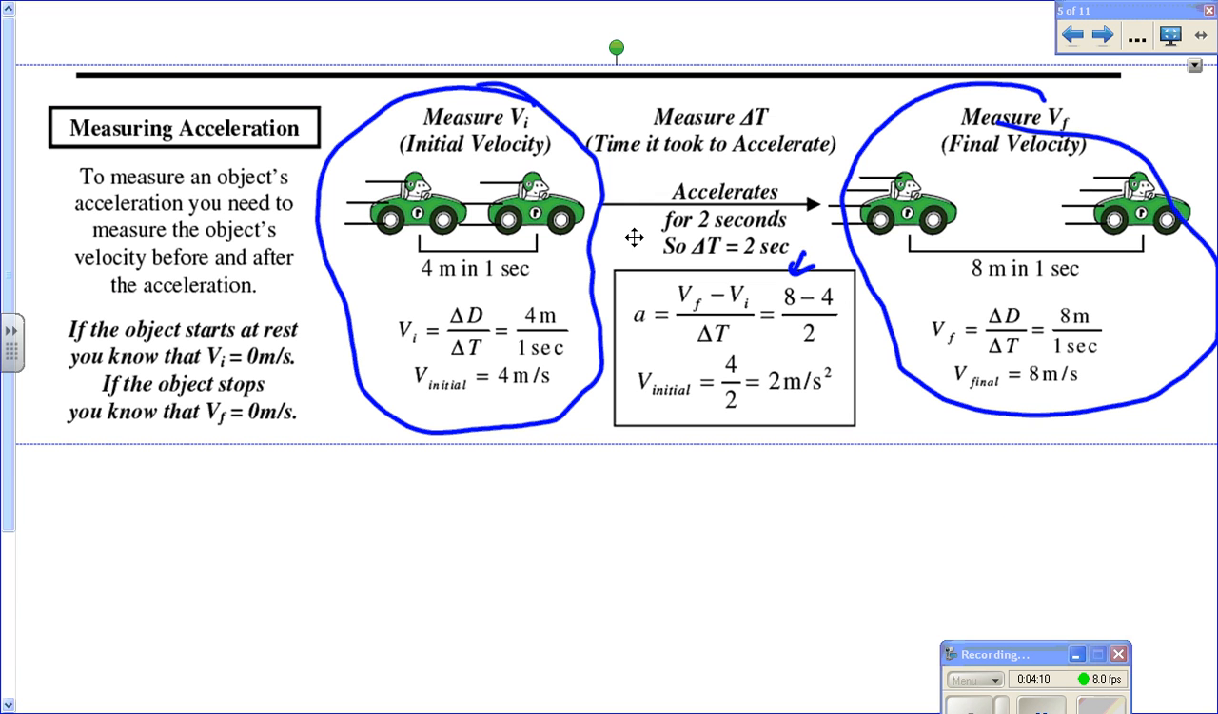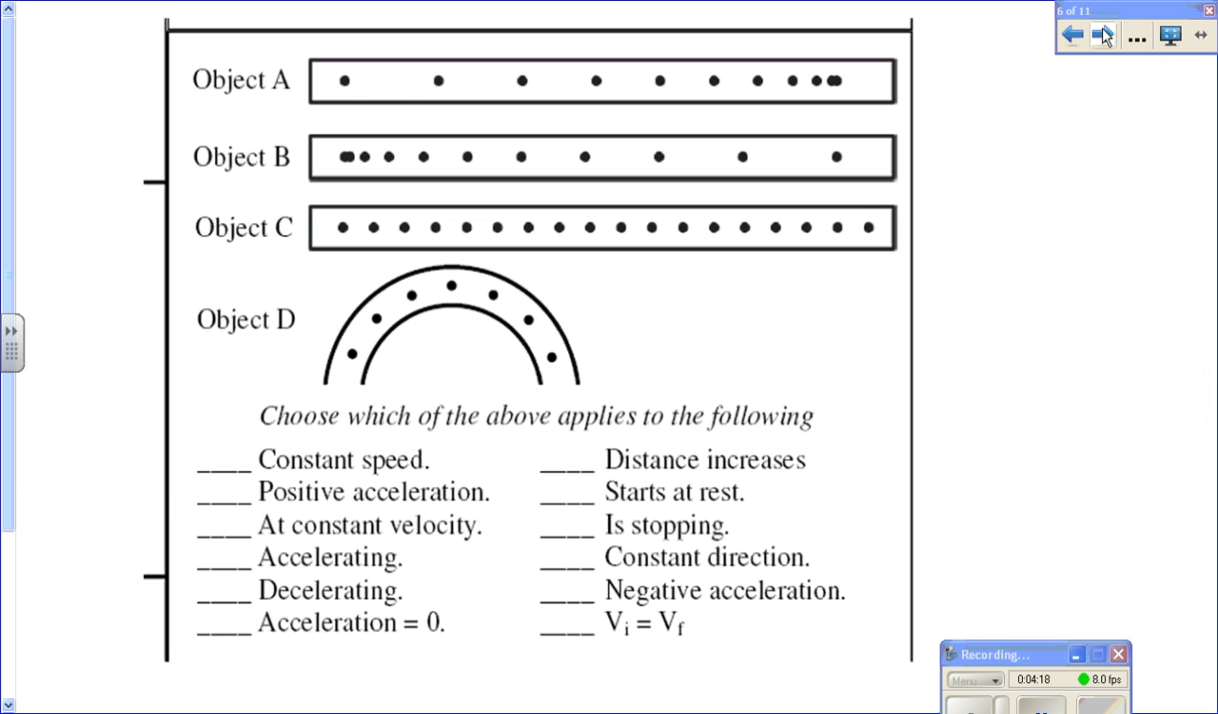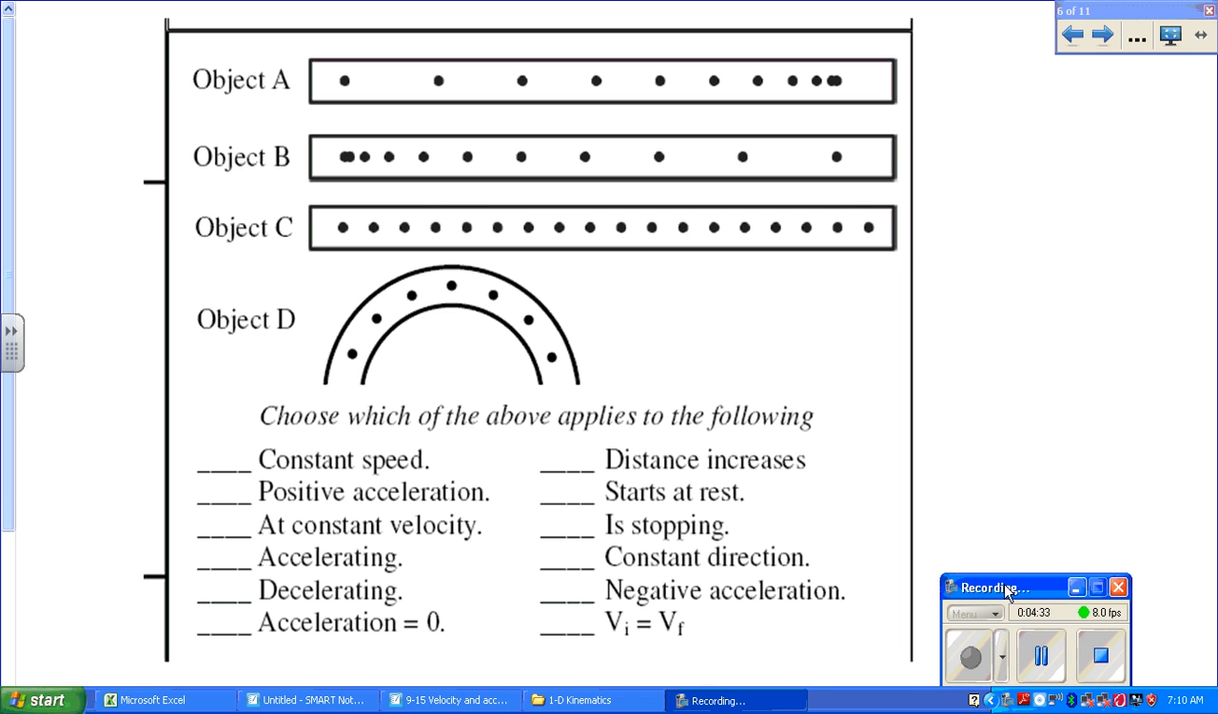This is what we're going to do in the activity. You're going to solve for the beginning speed, the initial speed, and we're going to give you the time in between, and you'll solve for your acceleration. All right, so go through here and look through the dot program and figure out which ones of these you can call constant speed, positive acceleration, constant velocity, accelerating, decelerating, and so on. I'm going to pause the video while you work. And you should pause it also, and then when you come back, the answers will appear.